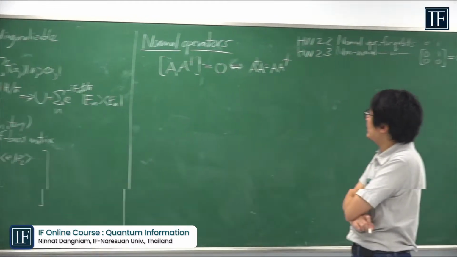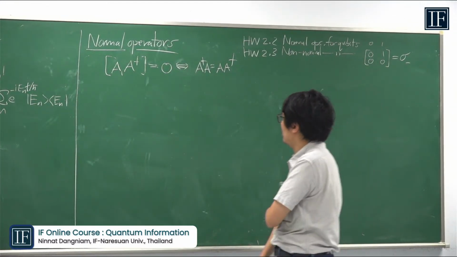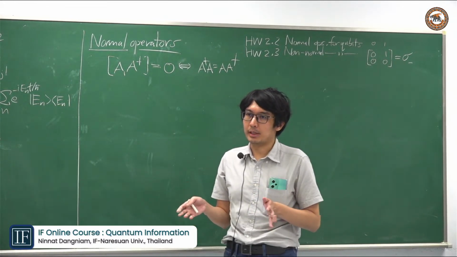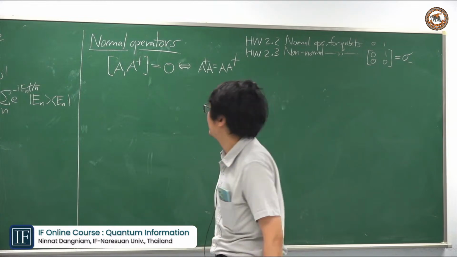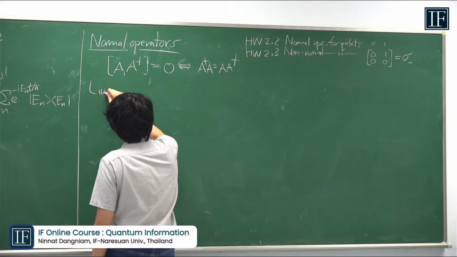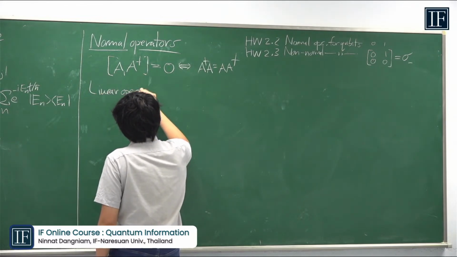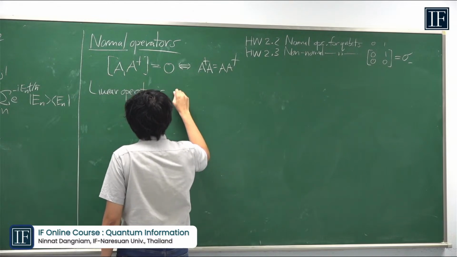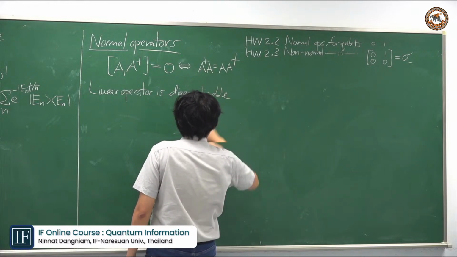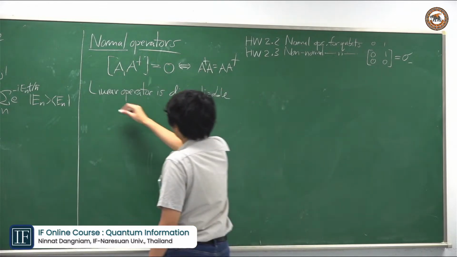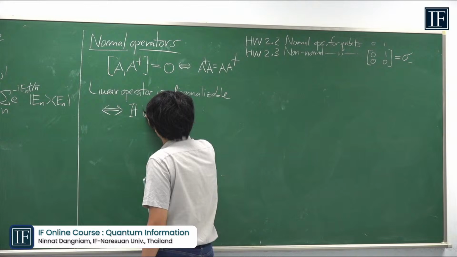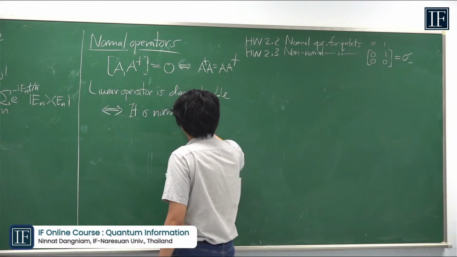Okay, let's see. What can we say about normal operators? It turns out that they are the biggest class of operators that are diagonalizable, meaning that it has a complete orthonormal set if and only if it is normal.